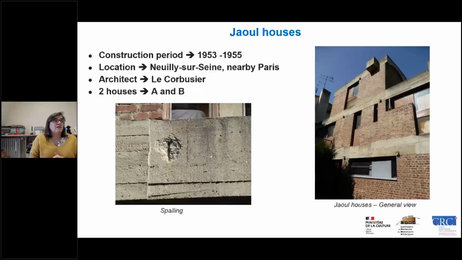So first, the Jaoul houses. The construction period of the houses is between 1953 and 1955. They are located nearby Paris in Neuilly-sur-Seine, and the architect is Le Corbusier. And we have two houses because there were two families, brother and sister, that were living there.